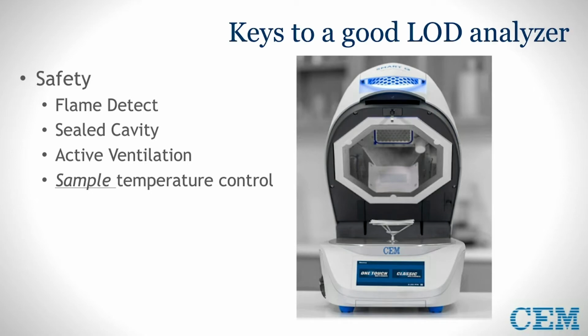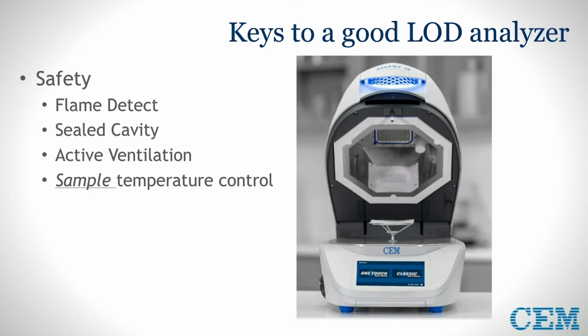More commonly though, that active ventilation aids in drying, so it's pulling volatile components off of the sample as they are volatilized, so it gives you a much faster test. But also with active ventilation, you're able to route those vapors where you want to, so you can operate outside of a fume hood if you want.